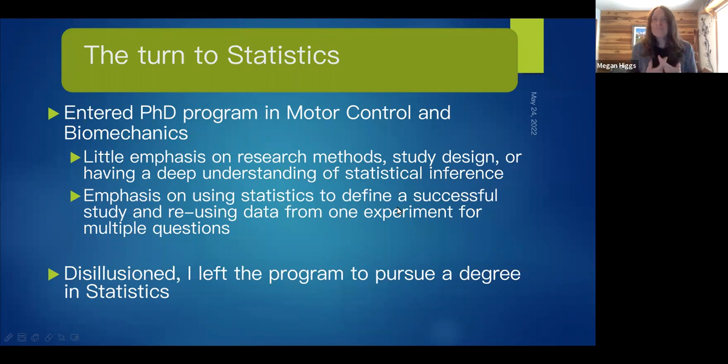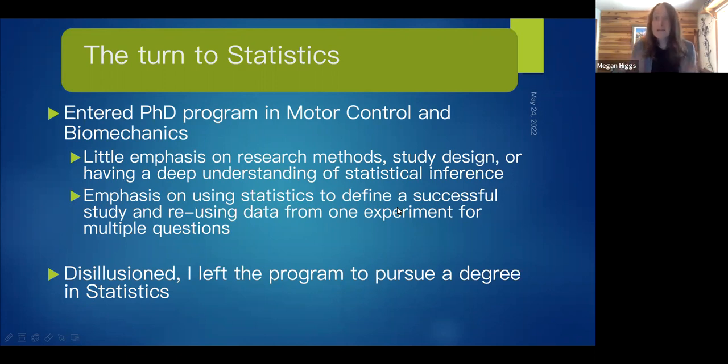When I got there, it became clear really quickly that there was a pretty light emphasis on research methods. I could have done my whole PhD there without ever taking a research methods course. There was one that you could take if you entered at the right time. Very little talk about study design, so no courses in study design. I wouldn't have taken a class in statistics. There really wasn't emphasis put on having a deep understanding of statistical inference.